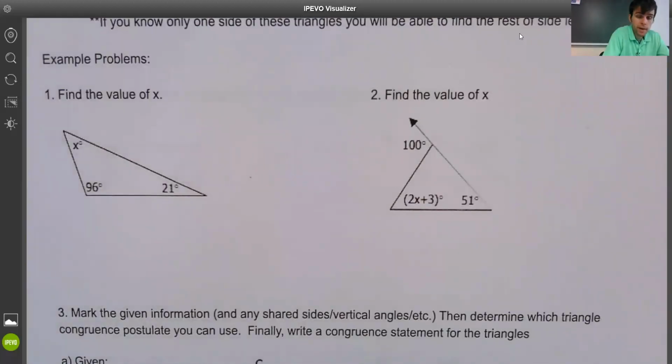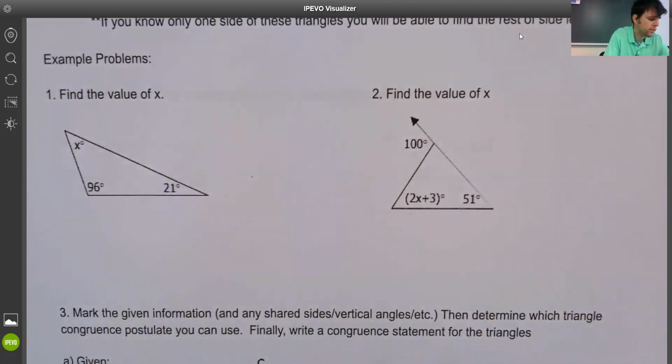All right, welcome back here to part two. In this part, we're going to look at a couple examples of using the triangle sum theorem, some pretty easy ones here. Also talk about a slightly different variation about solving number two here as well.